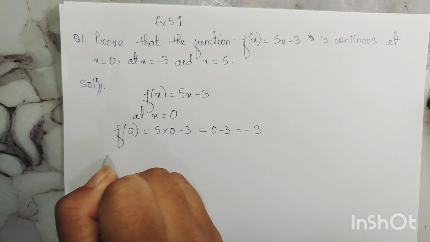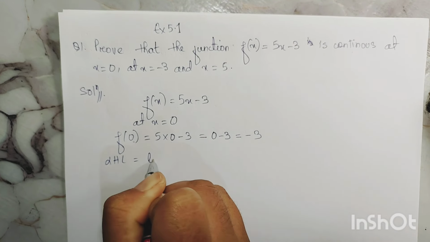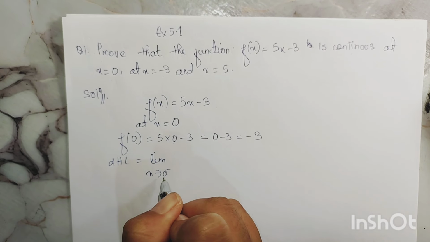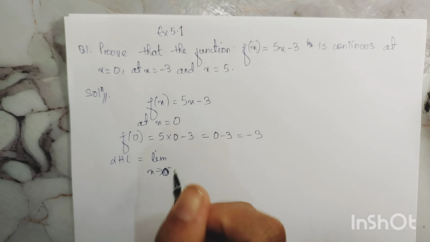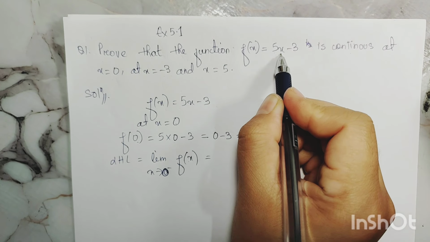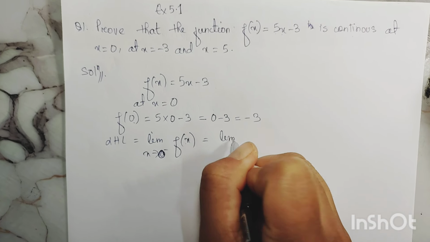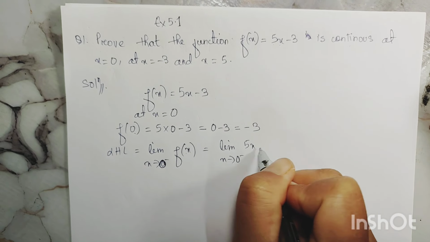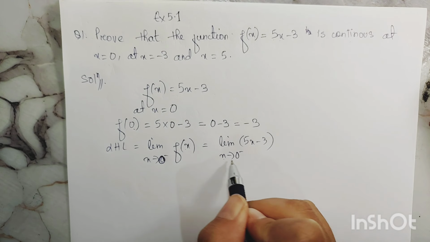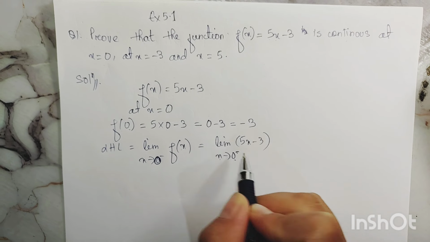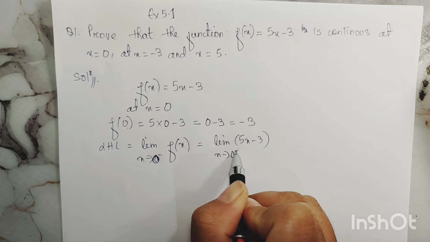Now the left hand limit. Left hand limit is limit of x tending to a minus. At x equals 0, f of x, the function is 5x minus 3. Limit of x tending to 0 minus of 5x minus 3. The minus sign indicates the value is approaching from the left.